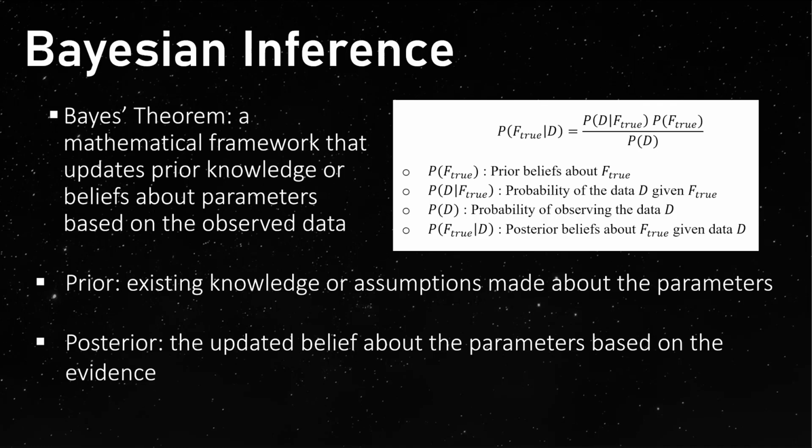So, how do we do this? Well, we use this thing called the Bayes theorem. It's a mathematical framework that updates the prior, which is any existing knowledge or beliefs that we have about our event parameters, based on the data that we observe, which is the strain data from LIGO in our case. The updated belief refers to the posterior. The Bayesian inference is a method that implements Bayes' theorem to make parameter estimations.